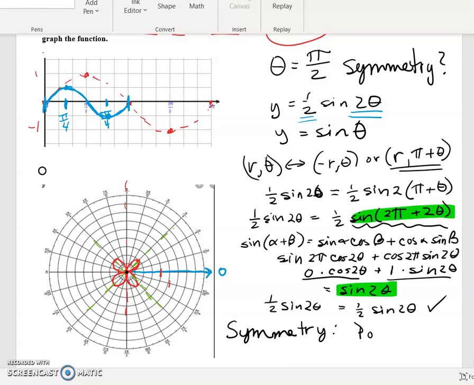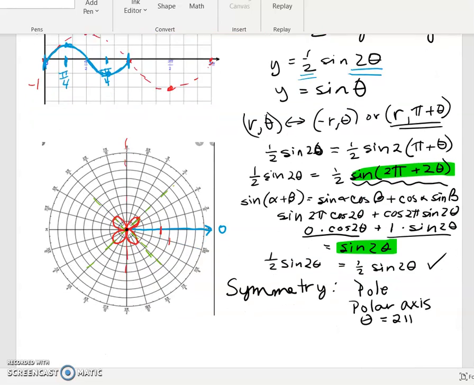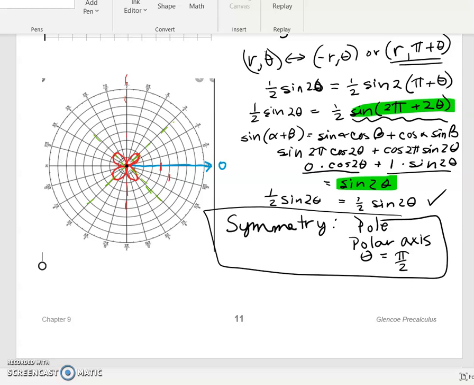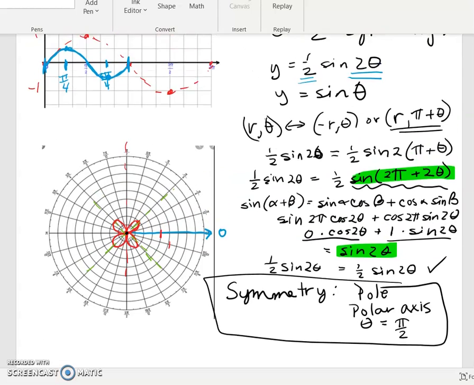it has pole symmetry, which we just proved there. It has polar axis symmetry, which is our positive x-axis. And it also has symmetry about theta equals, let's back up just a little bit, pi over 2, not 2 pi. So there's our symmetry.